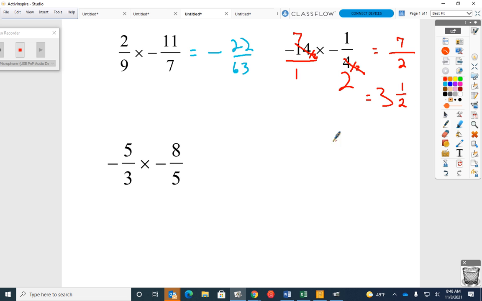Okay. What about this one? You guys try this one on your own. Let's see if you get it right. Negative 5/3 times negative 8/5.